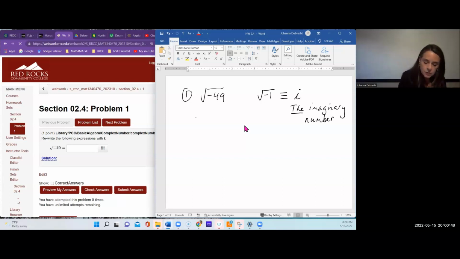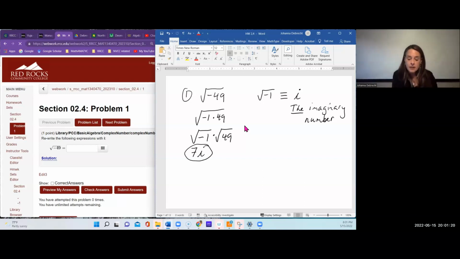So we're going to rewrite the -49 as -1 times 49. This lets me split it into the square root of -1 times the square root of 49. The square root of -1 by definition is i, and the square root of 49 is 7. Now, i is really a number, but we treat it sort of like a variable. It is a number, but we'll put the 7 at the front. That will be the answer to this problem, 7i.